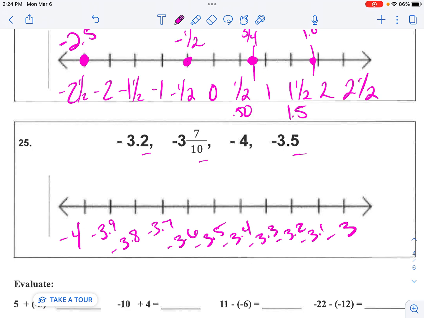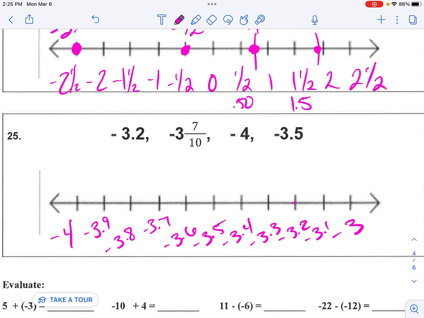So guys, take your time and kind of plot out, think about what those tick marks should be before you just start throwing numbers on the number line, okay? You have to look at your numbers before you try to figure out what your number line should be going by. Okay, negative 3.2. Be sure you label everything. Negative 3 and 7/10.